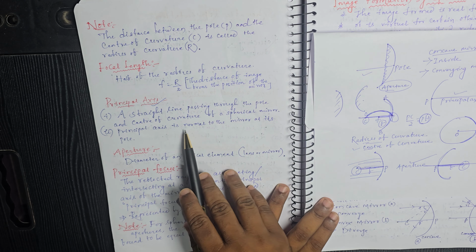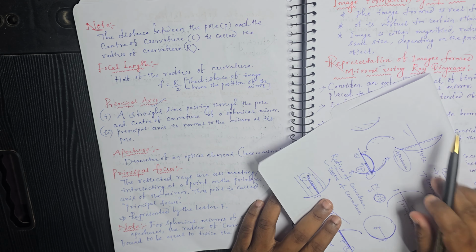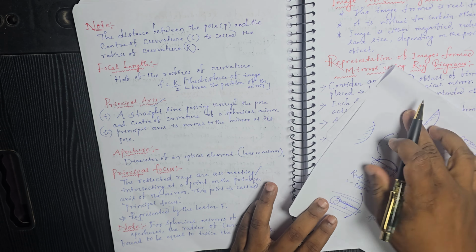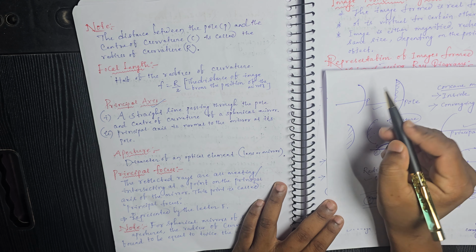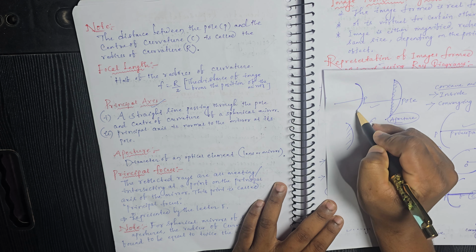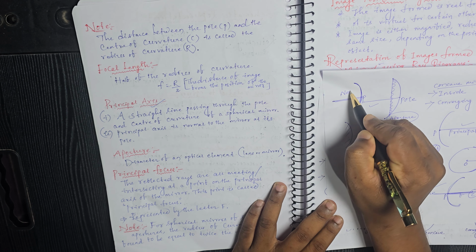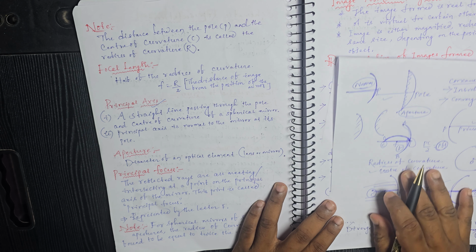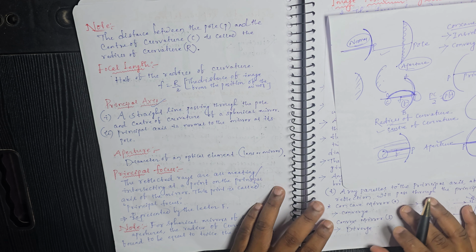And the principal axis is normal to the mirror itself. Clear? So for example, if you want to draw a mirror here, clear? So now if I am taking this particular surface as the reflecting surface, clear? So this line will be called the normal line. Which line? Normal line. Normal means perpendicular line. Clear? So the principal axis is perpendicular to the mirror at the pole.